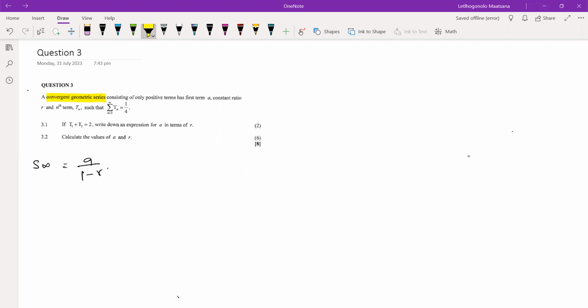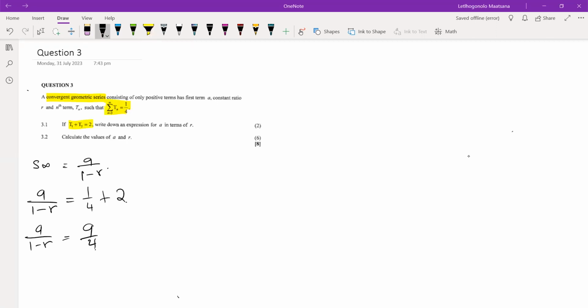Now, below here, they gave us the sum of the series, but only starting from term 3. But we are thankful because this part here tells us term 1 and term 2 is equal to 2. So we can say that the sum of all the terms in the series must be equal to the sum from 1 to 2 and from 3 to infinity.